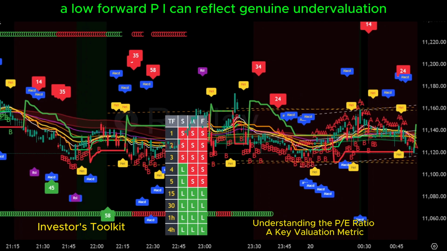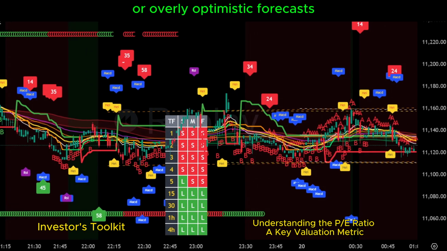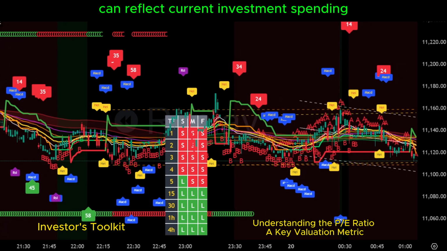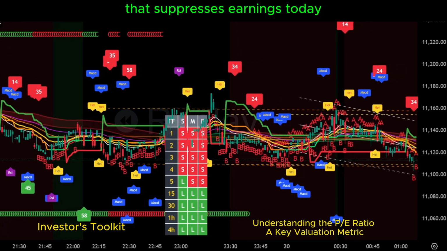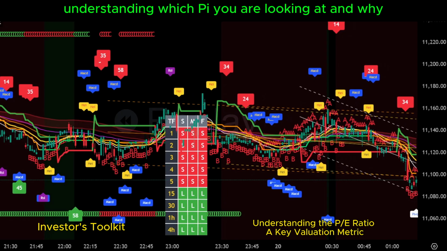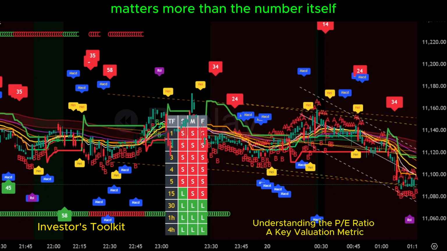A low forward P/E can reflect genuine undervaluation or overly optimistic forecasts. A high trailing P/E can reflect current investment spending that suppresses earnings today but builds value tomorrow. Understanding which P/E you are looking at and why matters more than the number itself.